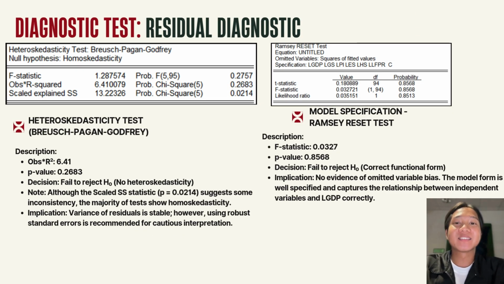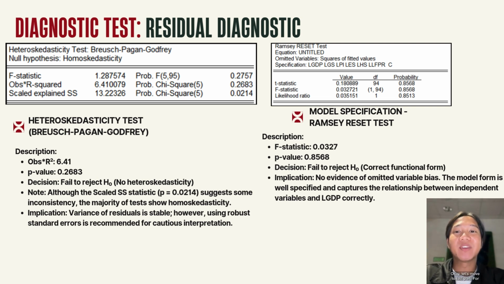The heteroskedasticity test shows mixed results. While one of the test statistics indicates some inconsistency, most of the results show the variance of residuals is constant. Therefore, we assume homoskedasticity, but we recommend using robust standard errors for more reliable inference.